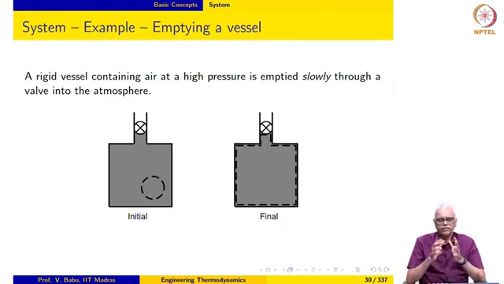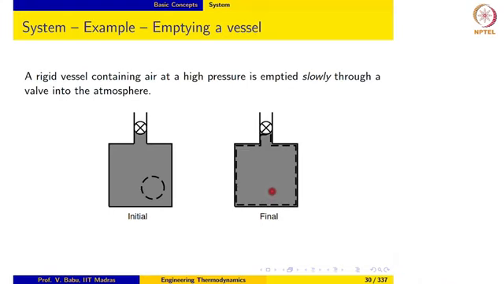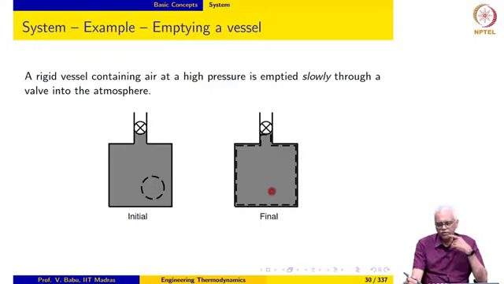So here we have a vessel and we open the valve and allow a certain amount of air to go out. So when we close the valve finally, a certain amount of air remains in the vessel. So we use that as the system. So we define the system based on the final state, after the process takes place, and then we have some amount of air. So we use that as our system.